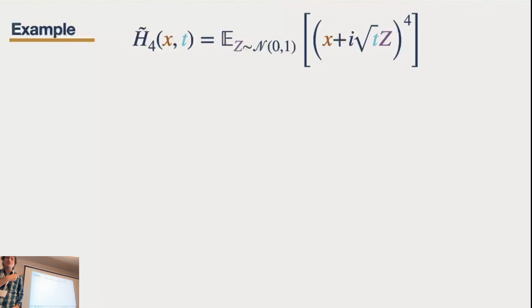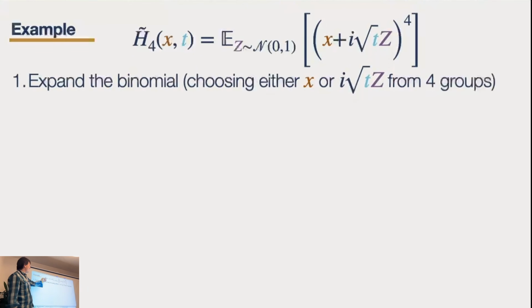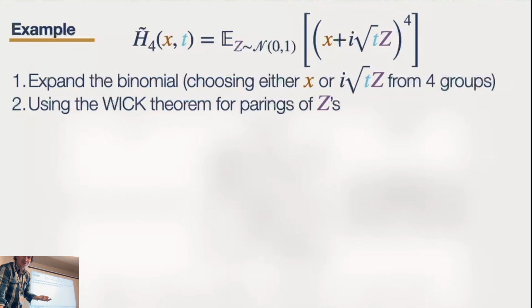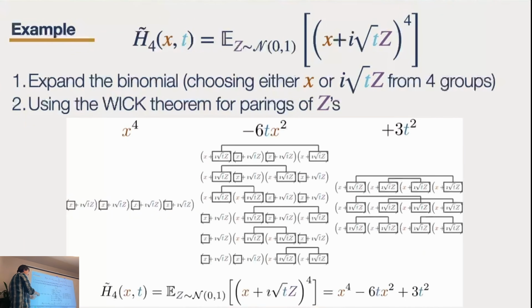We can use this to calculate things. Here's a Hermite polynomial where I put in the t as the variance instead of just a 1, and you can do all these pairings. There's an x to the 4 because you pick x 4 times. If you pick out 2 x's and 2 copies of itz, you get a minus because it's i squared, and then you get a t from the square root of t squared, and then there are 2 copies of x. So you get x to the 4 minus 6tx squared from the diagrams like this, 6 diagrams like this. And there are 3 diagrams where you pick t times z 4 times, but there are 3 pairings to do it.